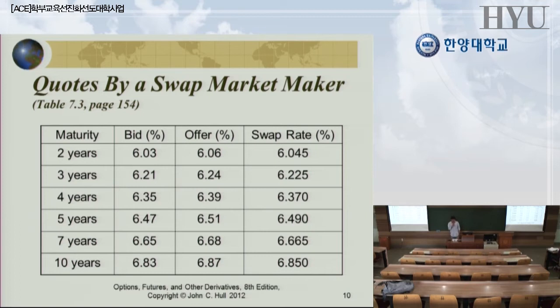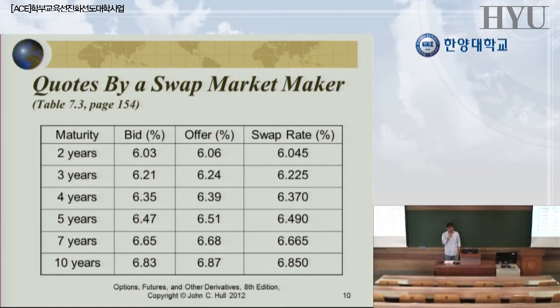These are the quotes. Usually the financial institutions act as market makers, which means they are the ones who come up with the spread. And as I mentioned earlier, they take the 3 or 4 basis points. This is a quote given by the market maker, and as you can see, throughout the years of maturity, this is the bid and offer percent that they have set. The difference is either 0.03% or 0.04%, which is 3 or 4 basis points. The swap rate is basically the average of those two numbers.